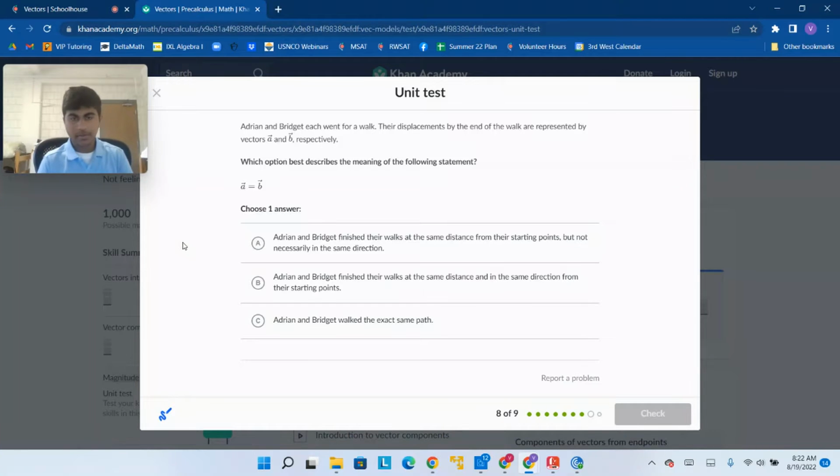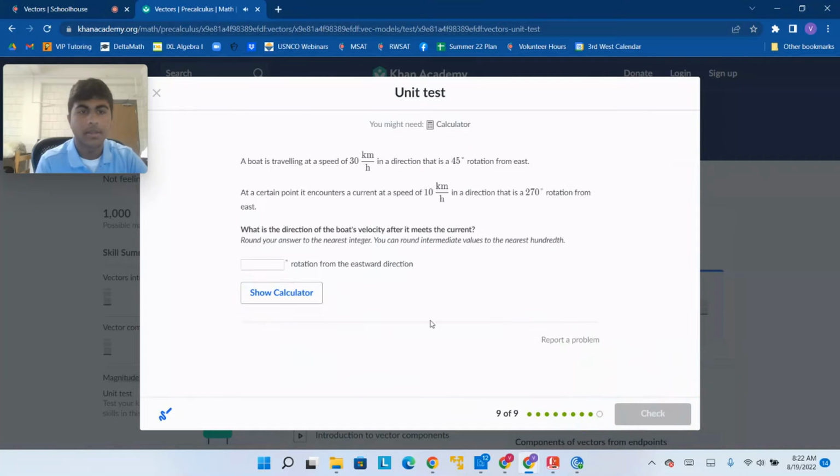Okay. What do we think? Well, it's not the same path. That's not what displacement means. They did walk the same distance from their starting point, but does that mean in the same direction? Well, their displacements by the end of the walk are represented by vectors A and B. Vectors have magnitude and direction. So if the vectors are the same, then that has to be the same direction. We can keep going.